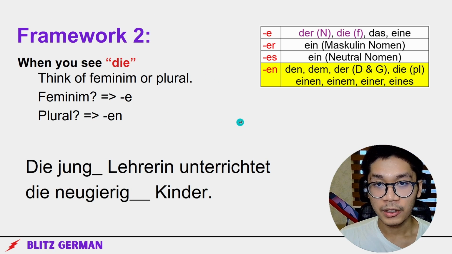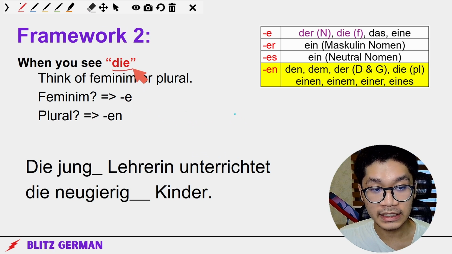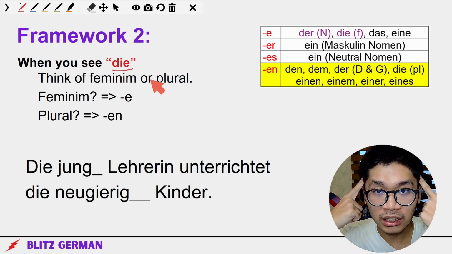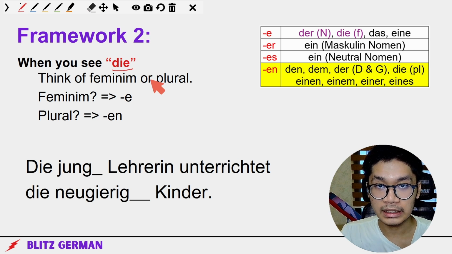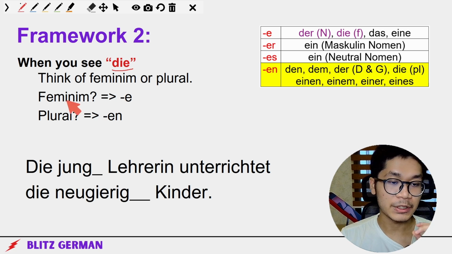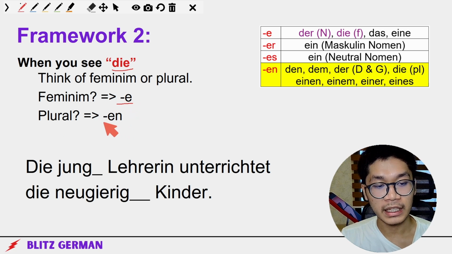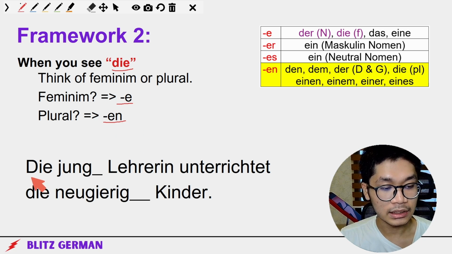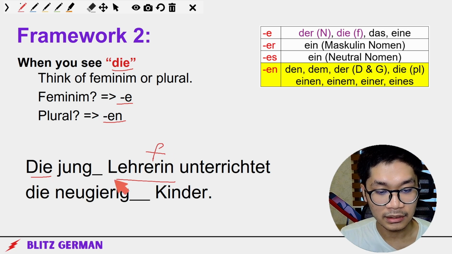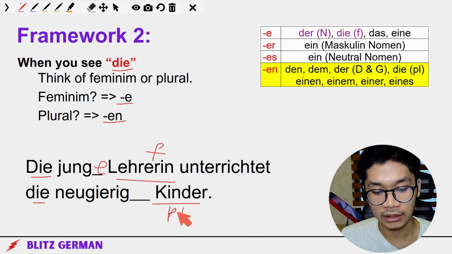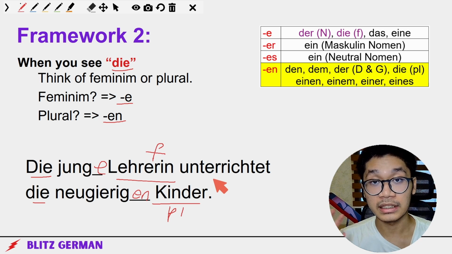Framework number 2. When you see die, think of feminine or the plural. If it's feminine, you use a. If it's plural, you use an. For example, this. Die, this is feminine. So a. Die, this is plural. So an. So when you see die, think of feminine or the plural.